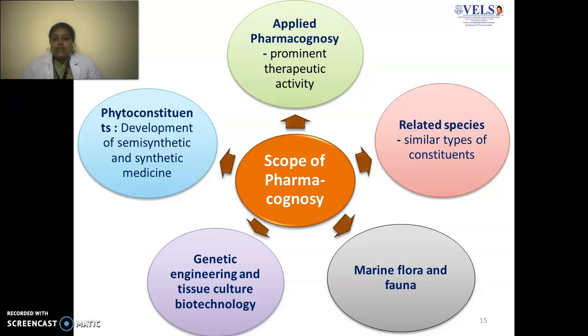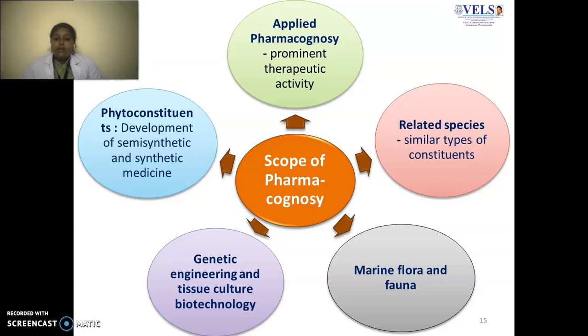The scope of pharmacognosy is also an important area, where we find pharmacognosy has wide scope in different fields, namely applied pharmacognosy, where prominent therapeutic activity of bioactive constituents has been described, and this can also be used to find similar constituents in related species. The marine flora and fauna also contribute highly potent bioactive constituents found in marine sources, and pharmacognosy can also be applied to genetic engineering and tissue culture biotechnology, where secondary metabolites have been employed at a larger level to prepare compounds useful for chronic diseases or unmet diseases.